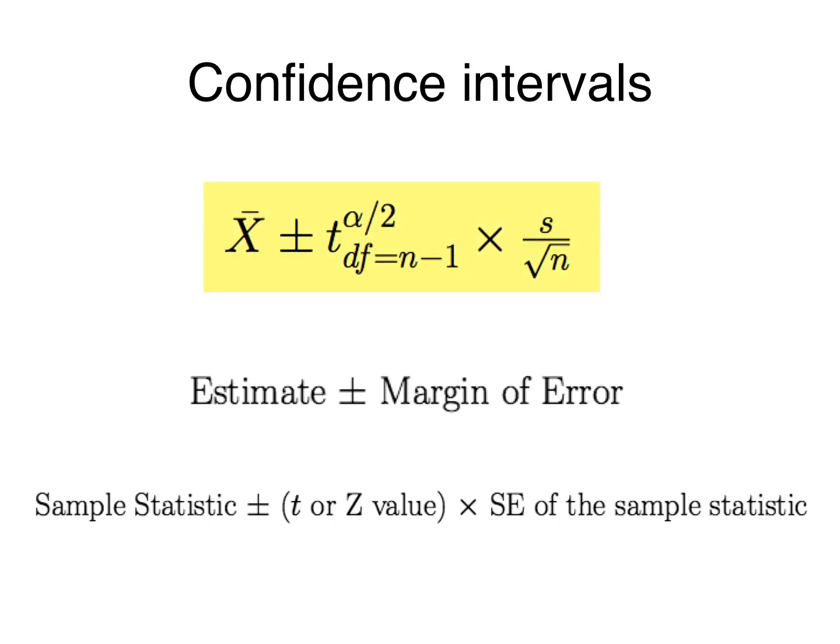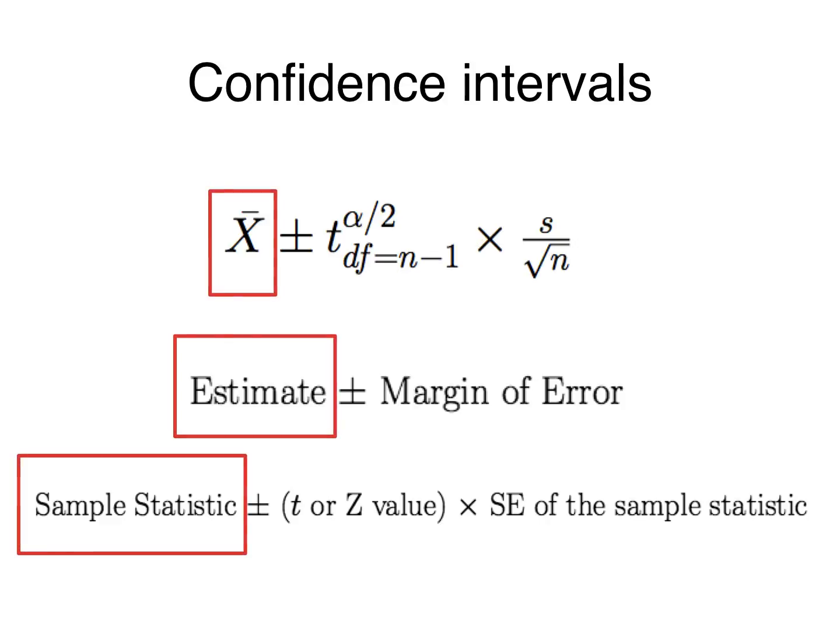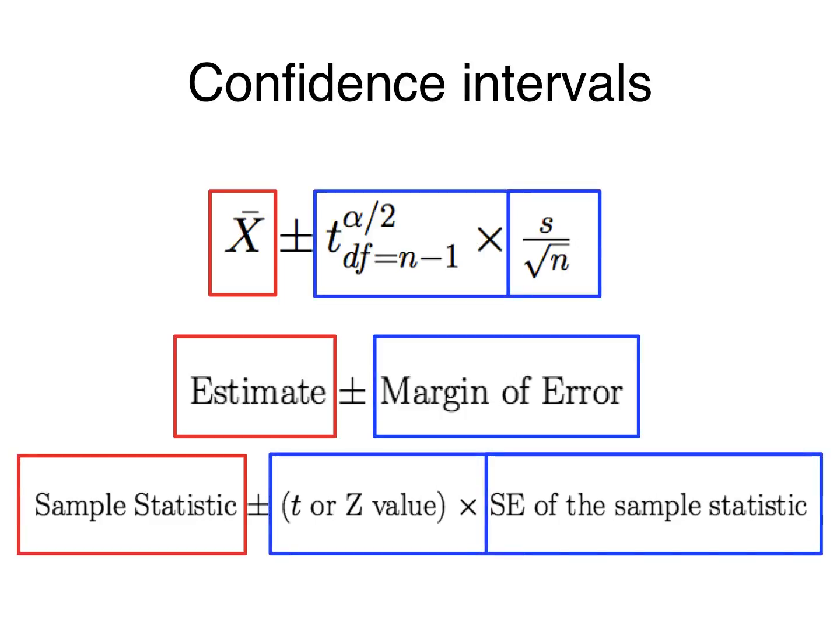So this is the general formula for confidence intervals, and it might look a little bit complicated at first glance, but it's actually quite simple when you break it down. So the formula of a confidence interval is generally the form of an estimate, such as our sample mean, plus or minus a margin of error. And this is equivalent to saying the sample statistic plus or minus the t or z value times the standard error of the sample statistic.